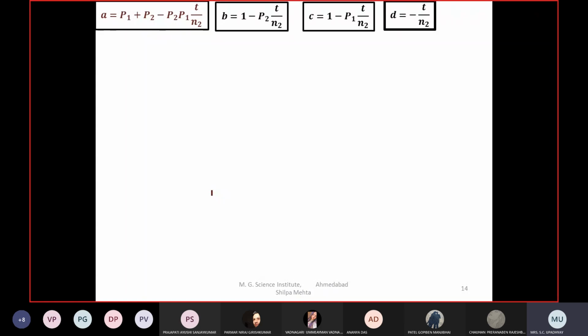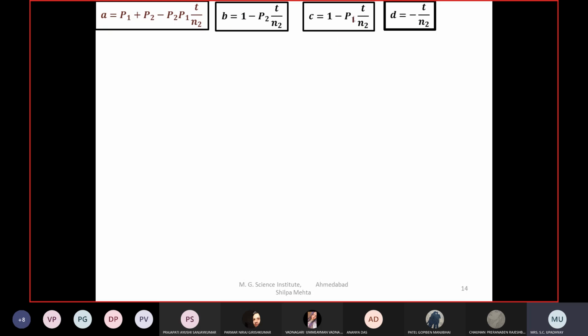હવે આપણી પાસે એક થીક લેન્સના સિસ્ટમ મેટ્રિક્સ એલિમેન્ટ આપણી પાસે છે. આ લાસ્ટ લેક્ચરમાં આપણે ડિરાઈવ કર્યા હતા. A ઇક્વલ ટુ શું છે? તો P1 પ્લસ P2 માઇનસ P2 P1 T અપોન N2. B ઇક્વલ ટુ 1 માઇનસ P2 T અપોન N2. C ઇક્વલ ટુ 1 માઇનસ P1 T અપોન N2 and D ઇક્વલ ટુ માઇનસ T અપોન N2.